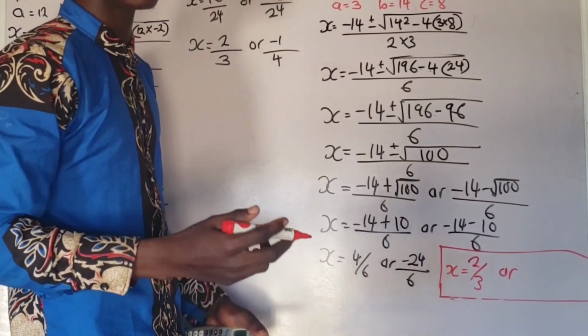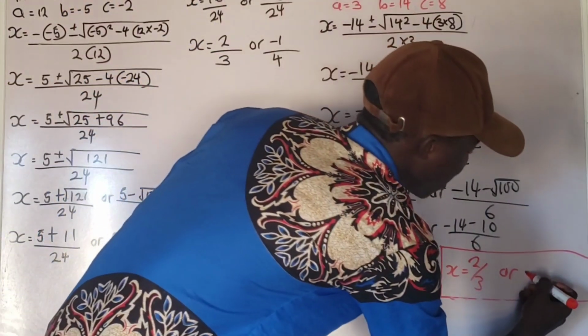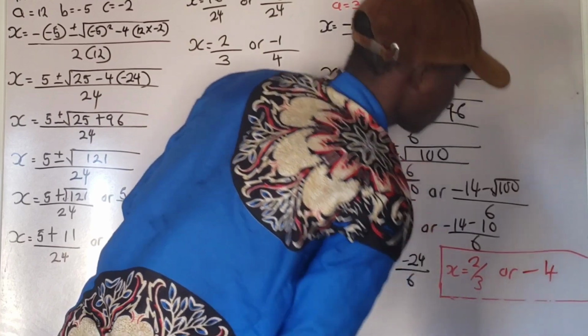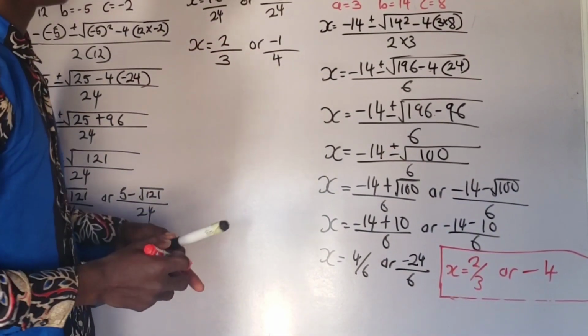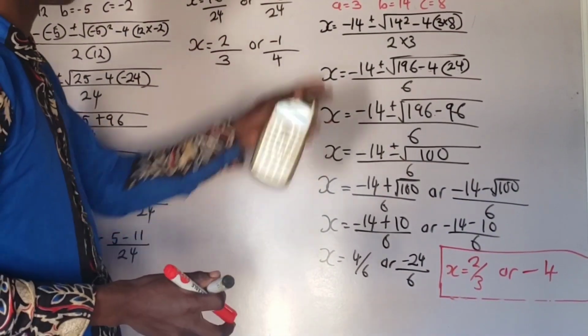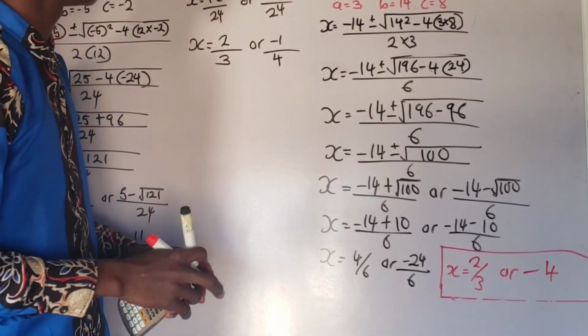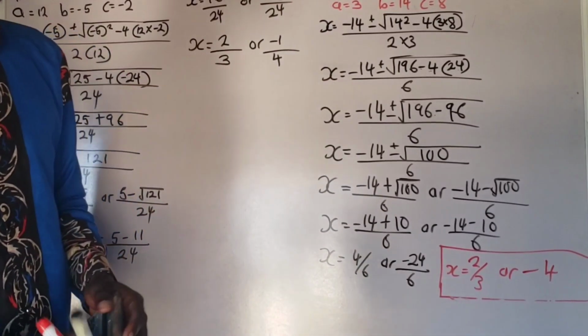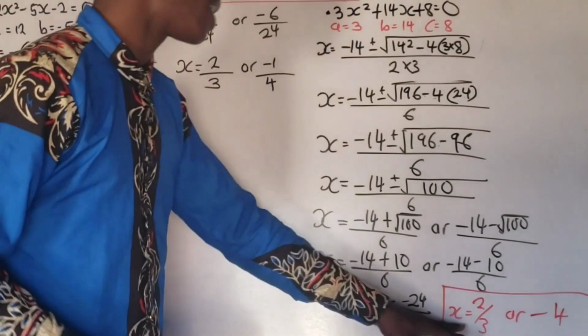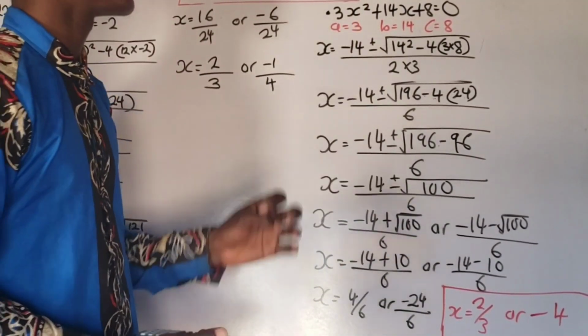What's the answer? That is negative 4. That is the value of x that satisfies the quadratic equation 3x squared plus 14x plus 8 equals 0. That is, by substituting these values into this quadratic equation, we're going to arrive at 0.